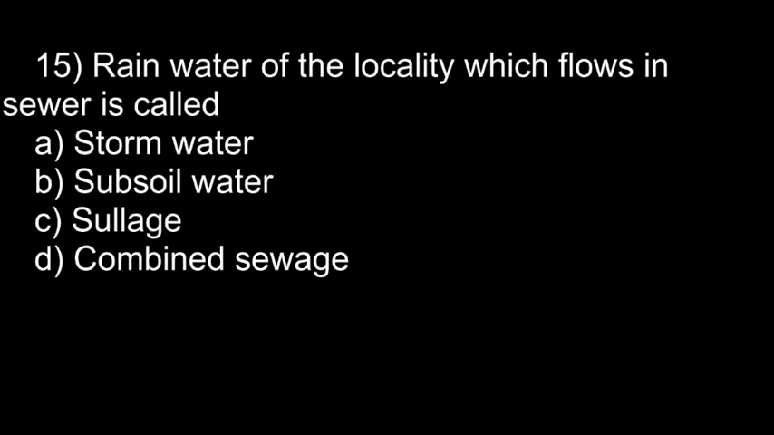Rainwater of the locality which flows in sewer is called: option A stormwater, option B subsoil water, option C sewage, option D combined sewage. Rainwater of the locality which flows in sewer is called stormwater, and sewage is the waste coming from the kitchens. Combined sewage is sewage plus stormwater.